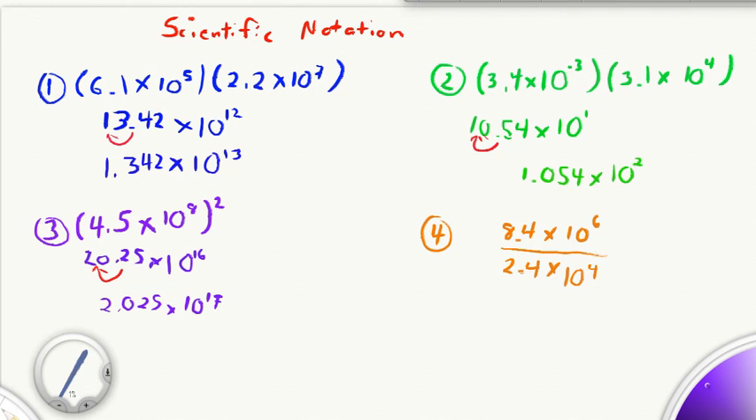All right, and now our very last thing here is what if we're dividing? So we're going to do basically the same thing. You would divide 8.4 divided by 2.4, and that's going to give you 3.5 times, and then 10 to the 6th divided by 10 to the 4th. It's a quotient of powers, so we subtract, so it's going to be 10 squared. And since this number already has only one number before the decimal point, this is already in scientific notation. We don't have to move the decimal point, and 3.5 times 10 squared is our final answer.